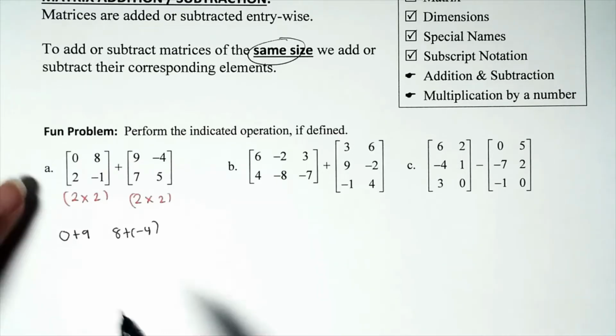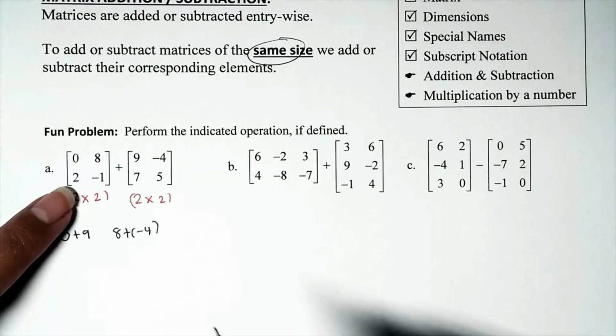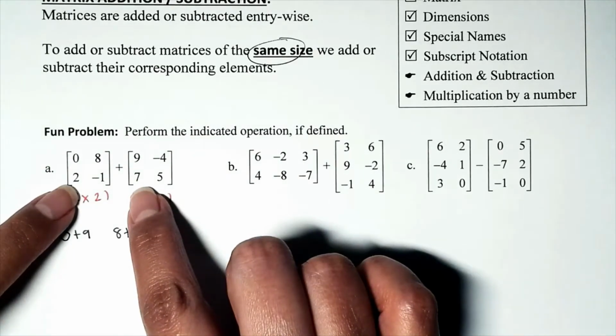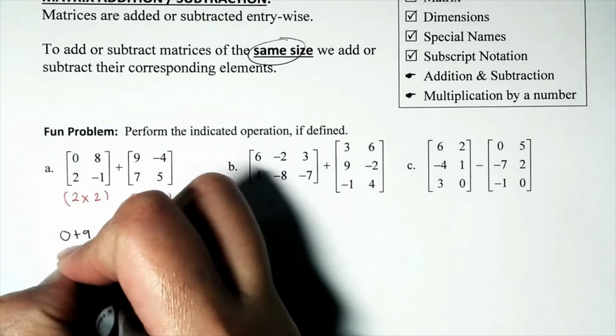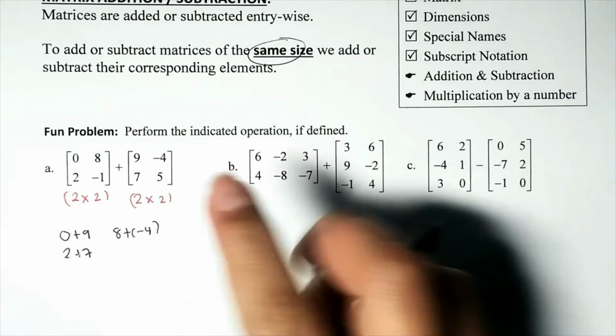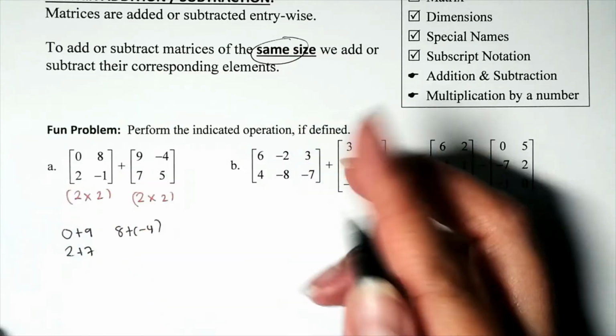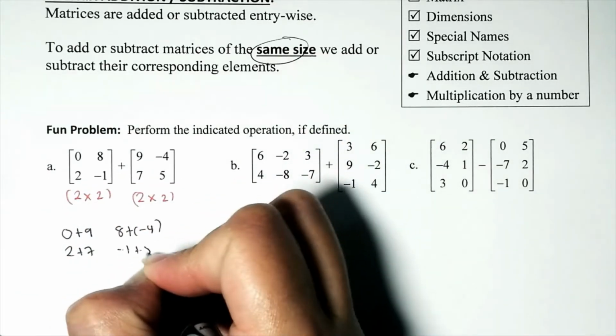All right, cool. Let's look at the next row, row 2. So we have the 2, 1 entry plus the 2, 1 entry. So that'll be 2 plus 7. Let's go to the next column. That'll be negative 1 plus 5. Fantastic. So we did it.